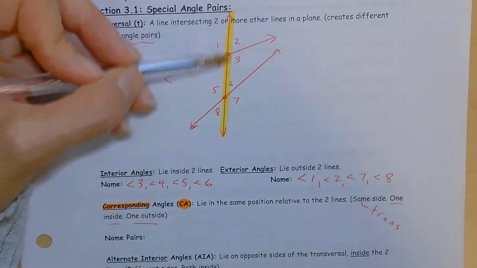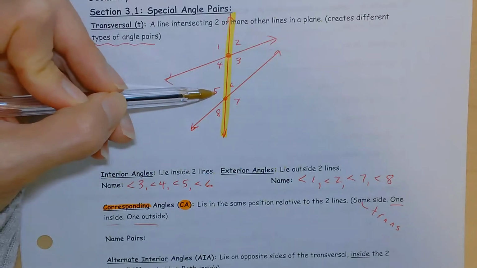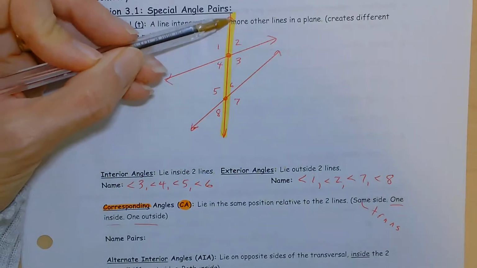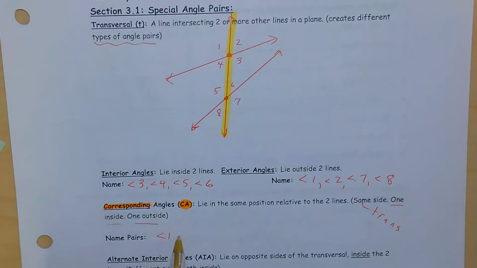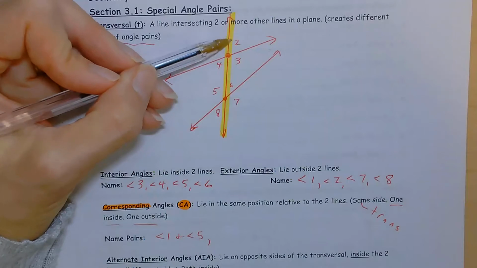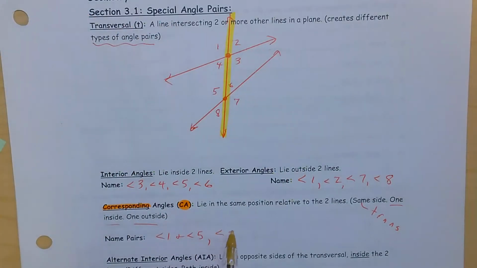So my transversal is here. I need same side, 1 in, 1 out. So here's 1 in, and here's 1 out, and here's the transversal. So same side, 1 in, 1 out. So we're going to have angle 1 and angle 5, comma. Same side of the transversal, 2 and 6, 1 in, 1 out. So angle 2 and angle 6 is another pair.